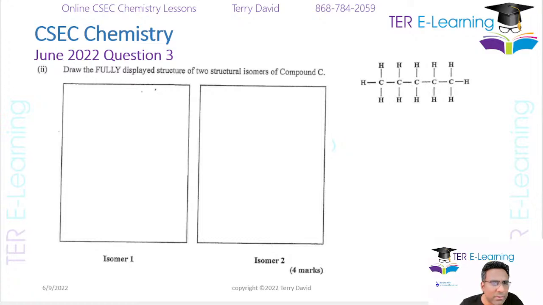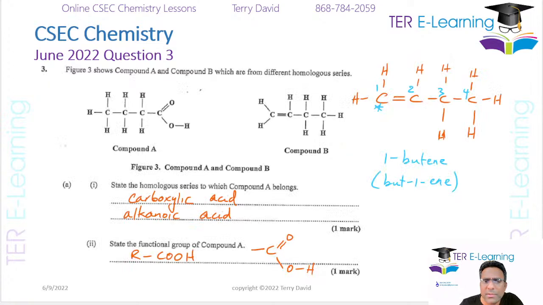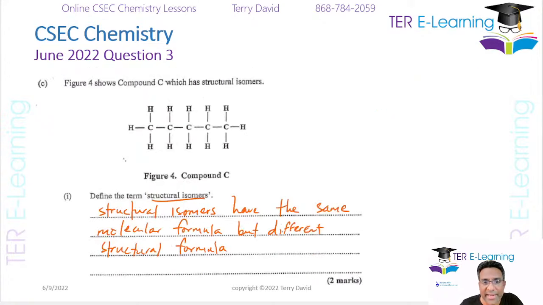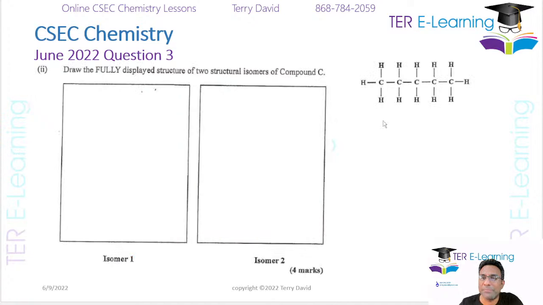Let me just go back here. Hold on. Right, so this compound they gave us here has 5 carbons: 1, 2, 3, 4, 5. Yeah, so the name of this compound is pentene, right? So this here is pentene. It has 5 carbon atoms, right?